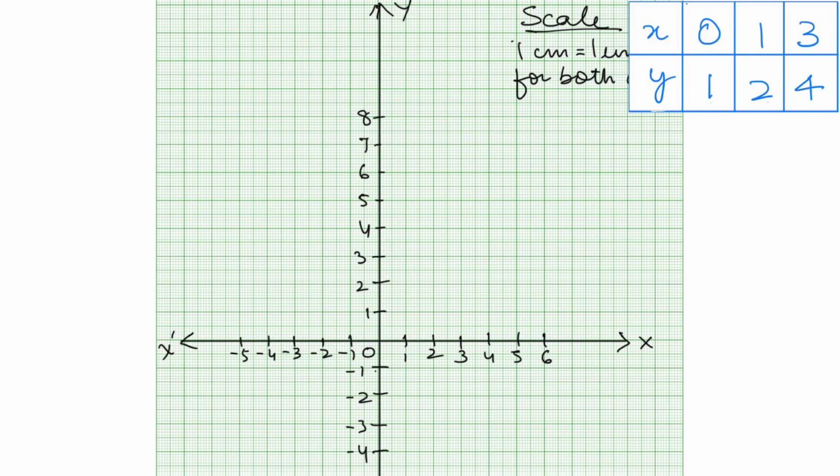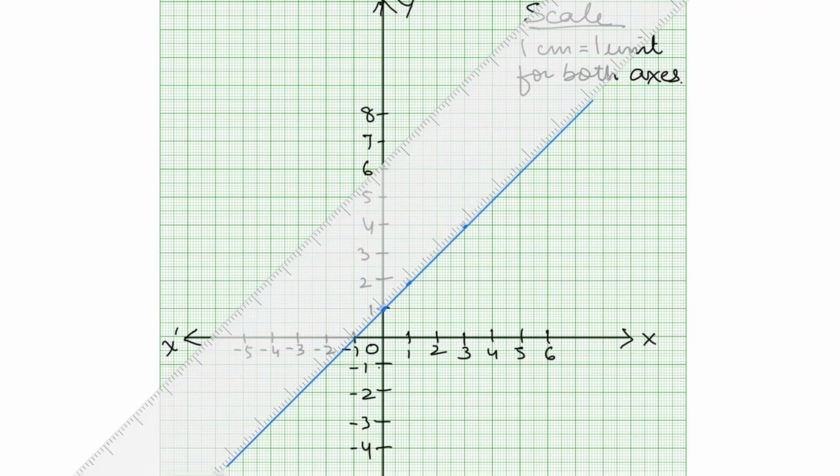The coordinates for the first line now. So we have 0 and 1. So this is my first point. Then 1 and 2. So this is the second point. Then we have 3 and 4. So 3 and 4, this is the third point. Let's join these points now. So this is one line.